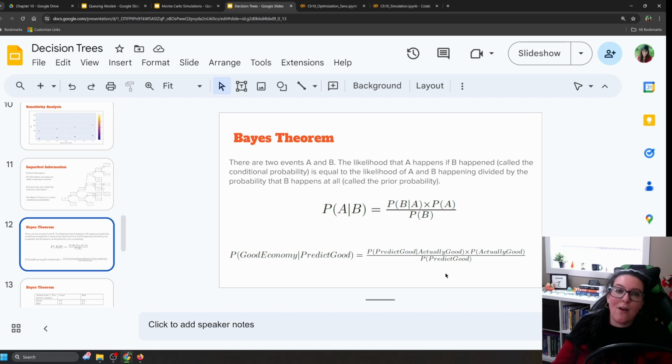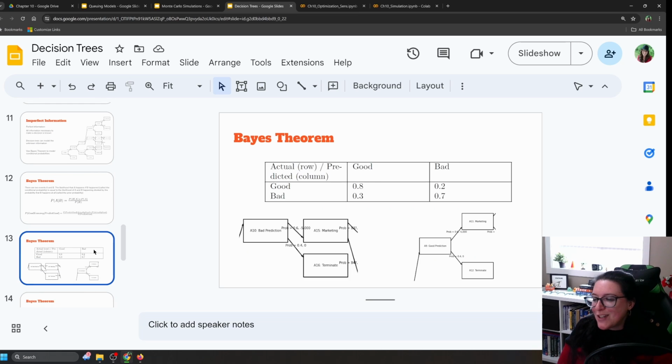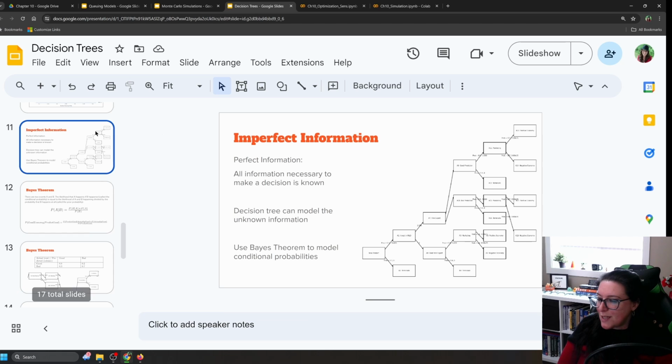Okay, what does all that mean? All right, what we're going to do is start out with a table that shows us this is what actually happened, and this is what was predicted to happen. Sorry, actually happened is the row. Predicted to happen is here. What is the probability of these different outcomes? We can then use that to populate our decision tree.